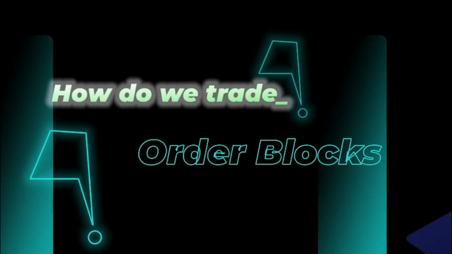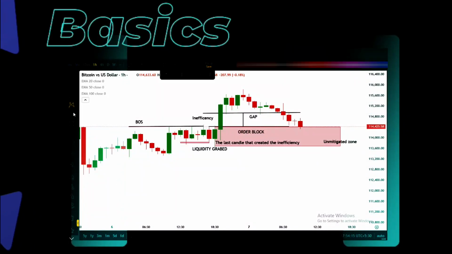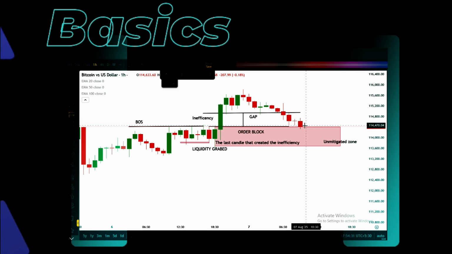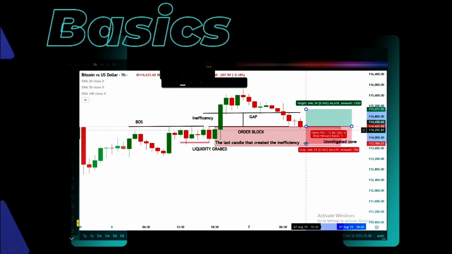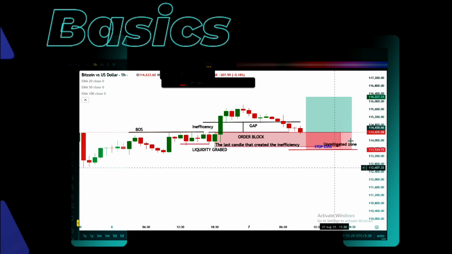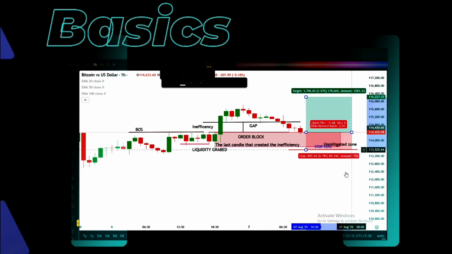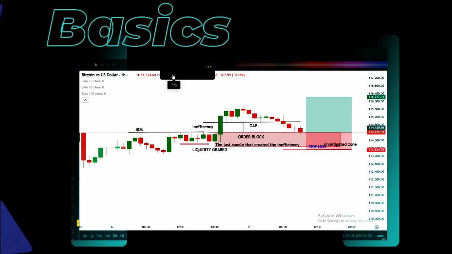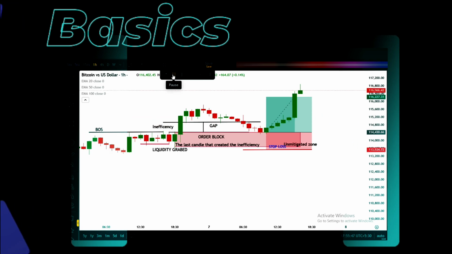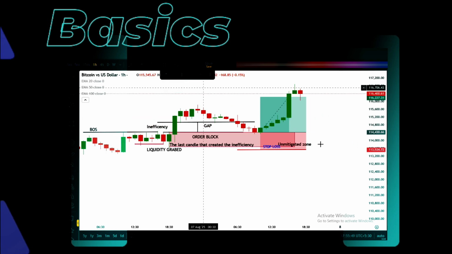Now the next part is how do we trade them? The setup we tested is simple. Identify a valid order block, place your order at the start of the zone. Stop loss goes at the other end. Target 2R, that is 2 times your risk. We tested this 100 times on the Bitcoin 1-hour chart for backtesting.